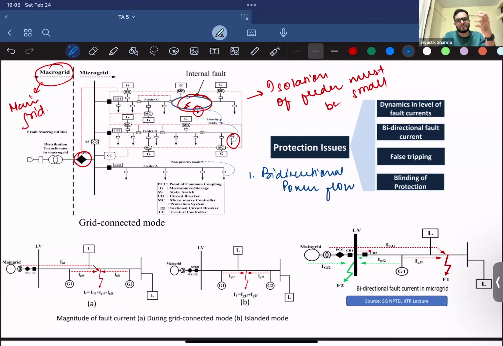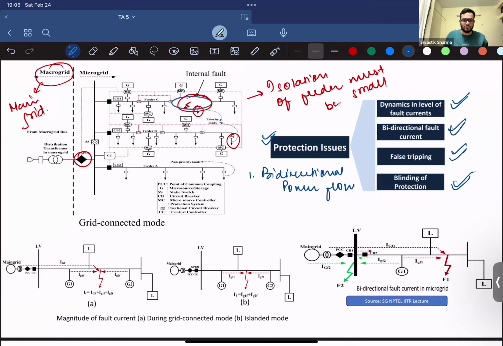This was not the case with the traditional power system, right? You had power coming only from the generation side to the distribution side. Now distribution is also sending power to the generation side, right? So this has caused our protection systems to evolve as well, because these have certain issues. There are differences in the dynamics of the level of power fault currents. There is bidirectional fault current, as there is bidirectional power flow. There is fault stripping and blinding of protection.